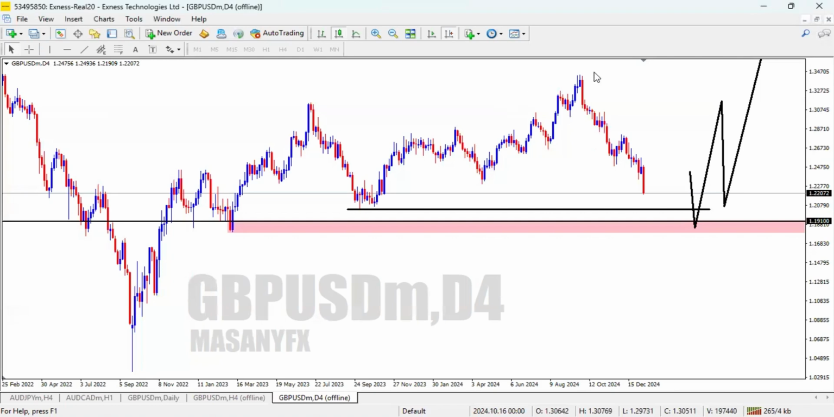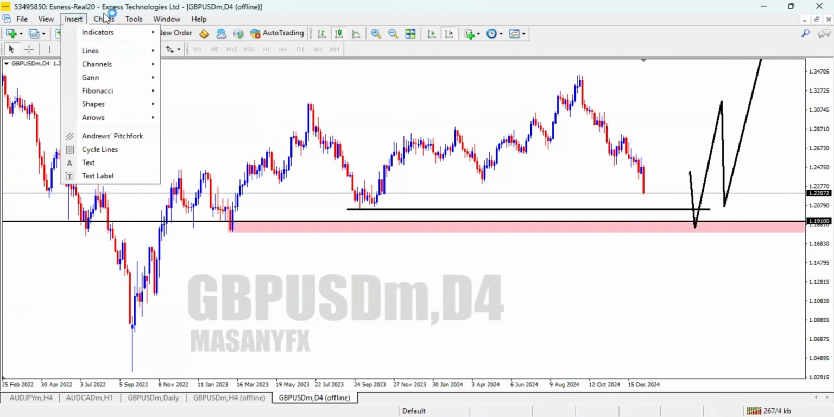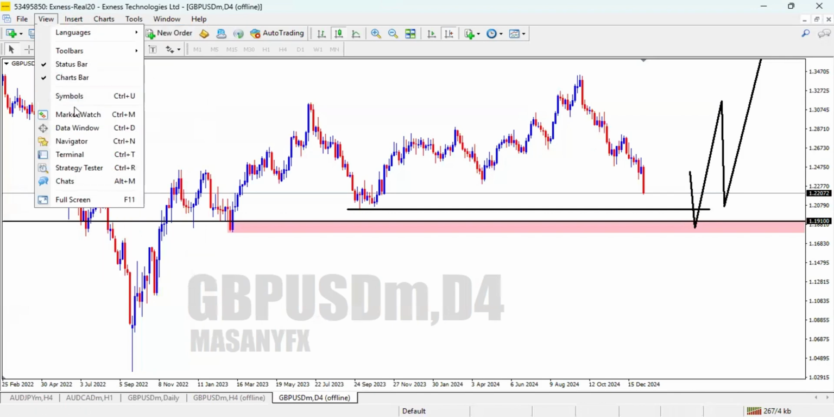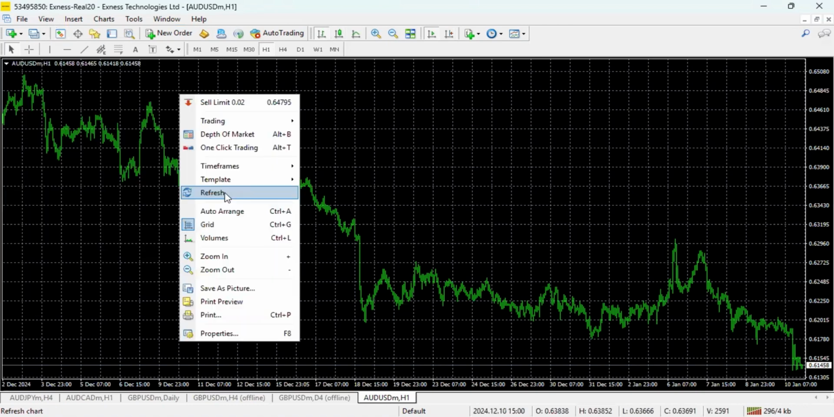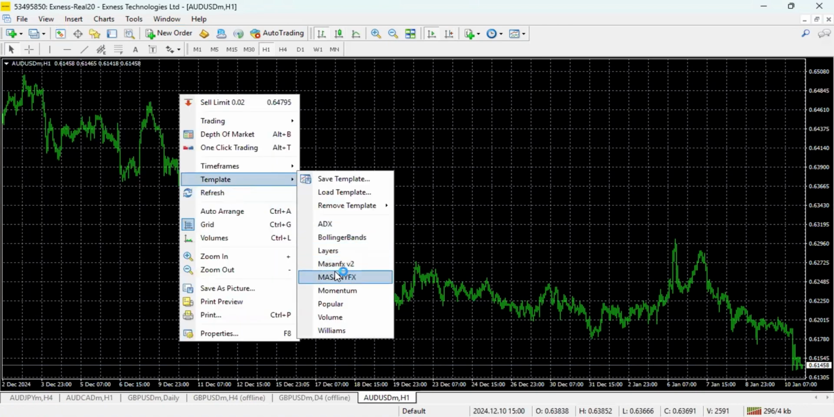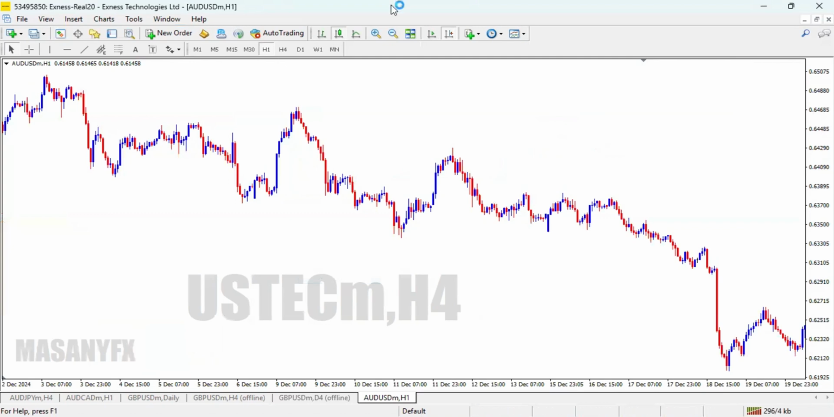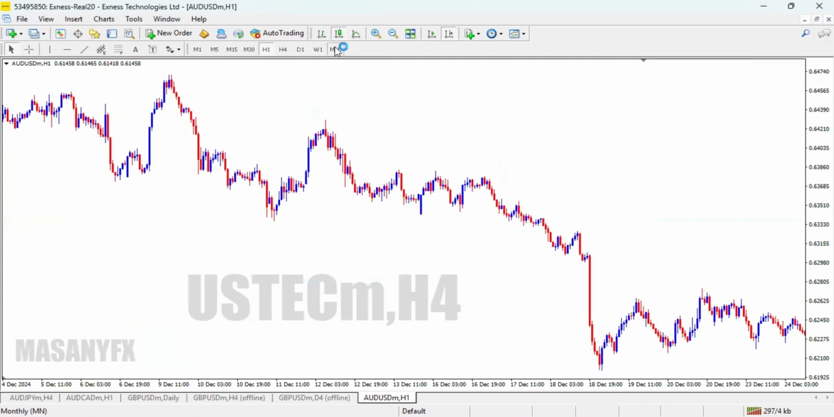Okay, let me continue with analyzing another pair, AUDUSD. We're on AUDUSD. Okay, let's use this one as well. Same thing again.